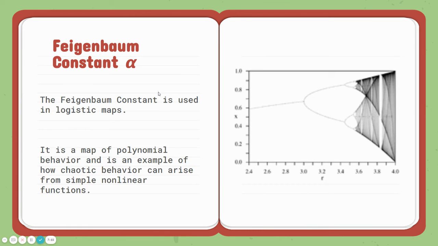The Feigenbaum constant, or alpha, is used in logistic maps. It's a map of polynomial behavior and is an example of how chaotic behavior can arise from simple nonlinear functions. Unfortunately, there's not much more I can say about that because I do not know high-level mathematical analysis, but I do know that if it's a constant and they've given it a special Greek letter, it's probably pretty important.